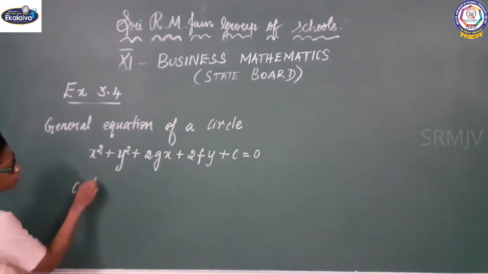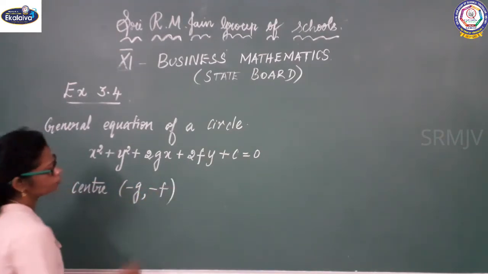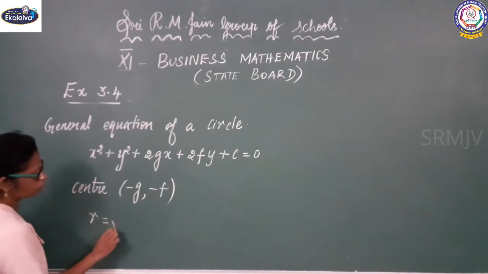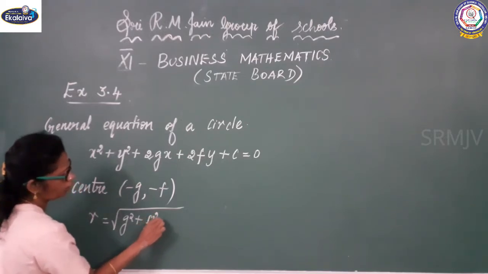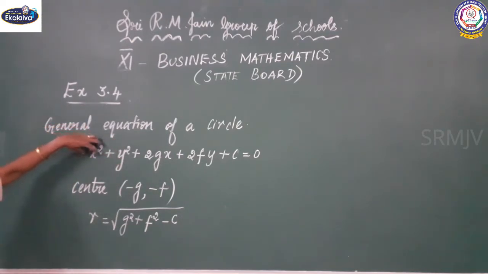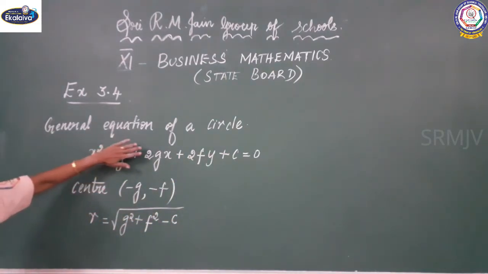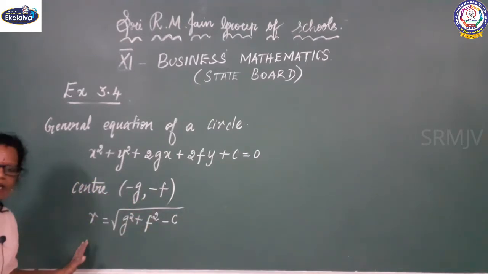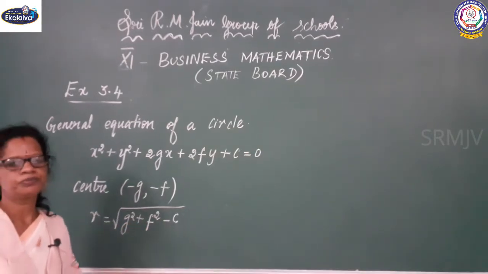Here, how to find the center? Center is minus g comma minus f. Then radius equal to square root of g square plus f square minus c. The general equation of a circle is x square plus y square plus 2gx plus 2fy plus c is equal to 0. Using this, how to find the center? Center is minus g comma minus f. Radius is square root of g square plus f square minus c.